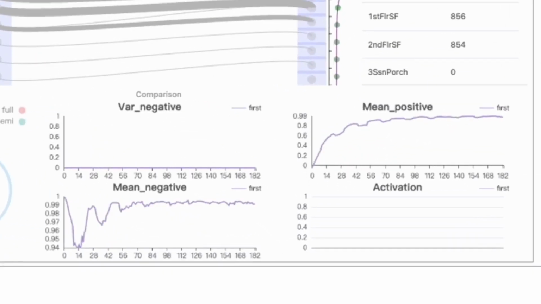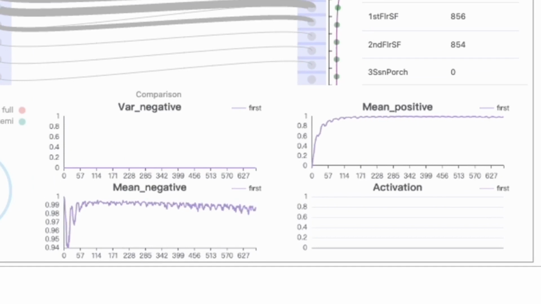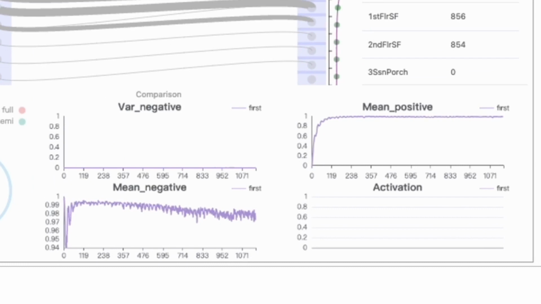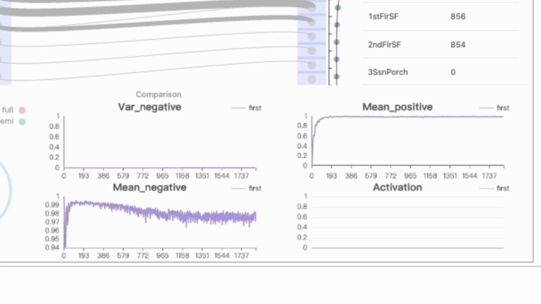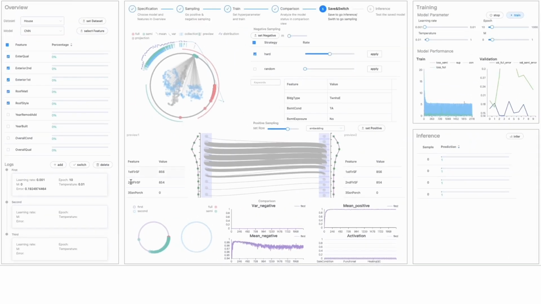However, the distance variation to the negative collections, var negative, rapidly decreases to 0, while the mean distances to both the positive pair and negative collections, mean positive, mean negative, quickly increase to 1. These observations suggest that the model collapse occurs. These observations also indicate an overheated training stage. To fix this issue, the expert switches to the initialized model and then adjusts the temperature to 1.